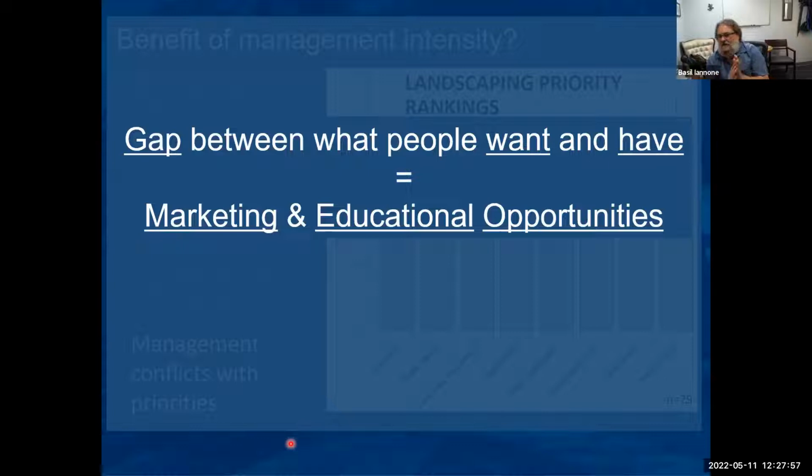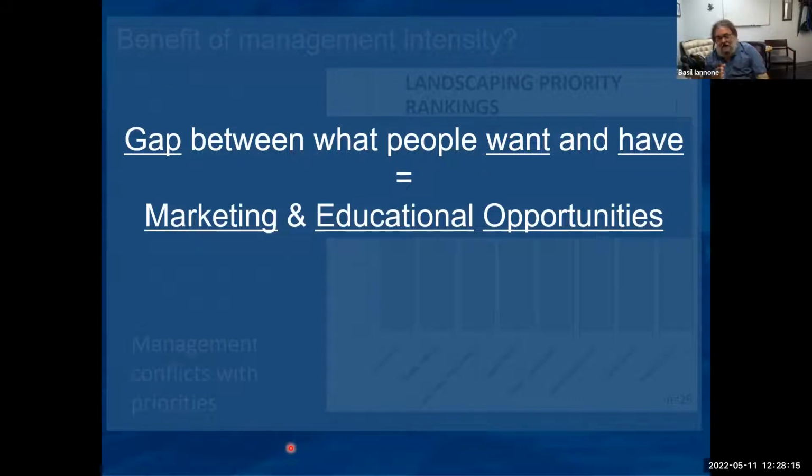This actually is a great thing to find out, right? This is a marketing and educational opportunity. People aren't getting what they want. So what it's showing us is there's opportunity to start working with people on how they perceive their yards, what they want from their yards, and how to get it.